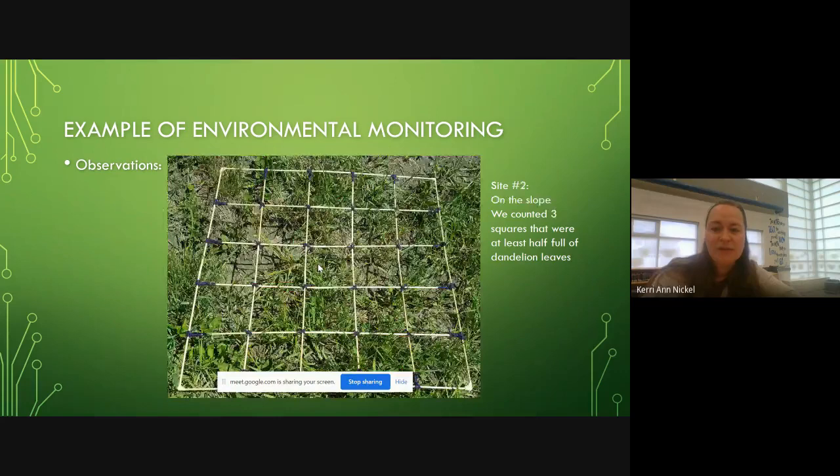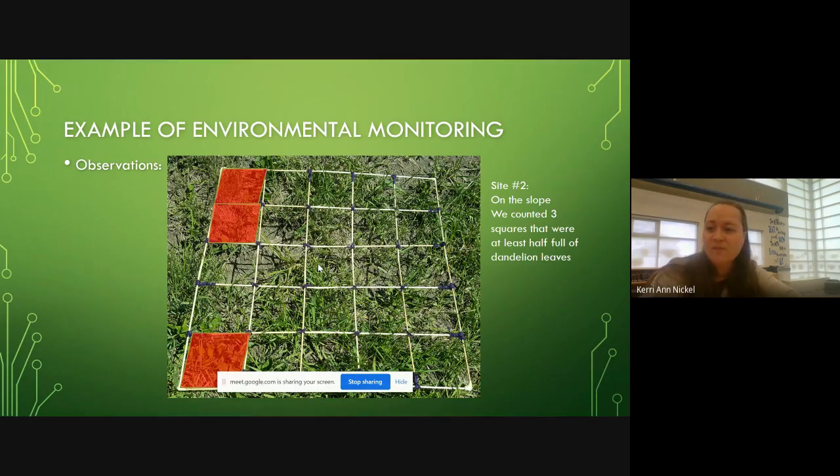So then we went to our second site. And so we took this one on the slope and we counted 3 squares that were at least half full. So again, we started systematically and we kind of weave our way back and forth. And we ended up with only these 3 squares that had dandelion leaves in them.